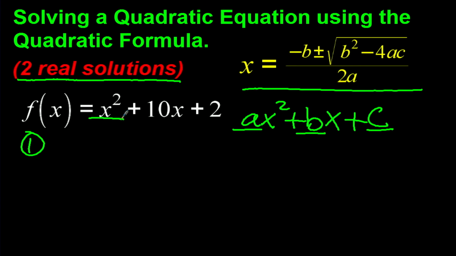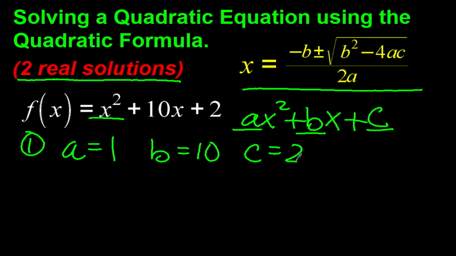In this particular example, in front of the x squared I have no number, so therefore a is going to be 1. It's understood to be 1. When it's 1, we do not write it out. It's understood to be there. So a is equal to 1, b is equal to 10, and c is equal to 2. So that's the first step. We have to establish what a, b, and c are.